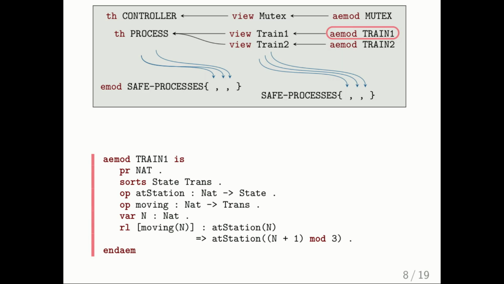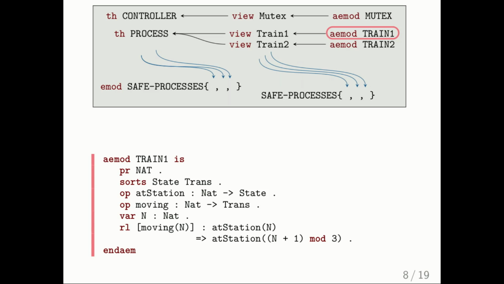For example, this is a possible implementation of the first train system. I'm showing the previous diagram up here for easy reference. Two sorts, state and trans, are declared for states and transitions. There is a constructor for each sort, each taking a natural number in this case. The rule label is a term of sort trans that even includes a variable.